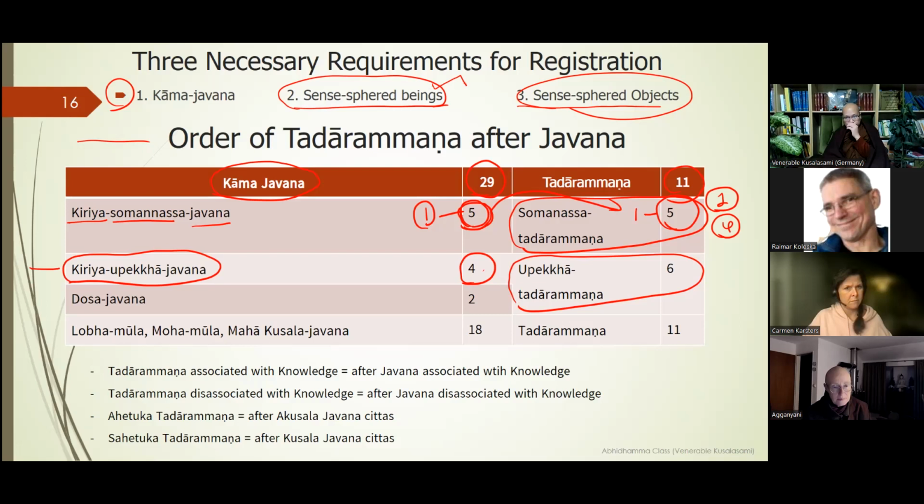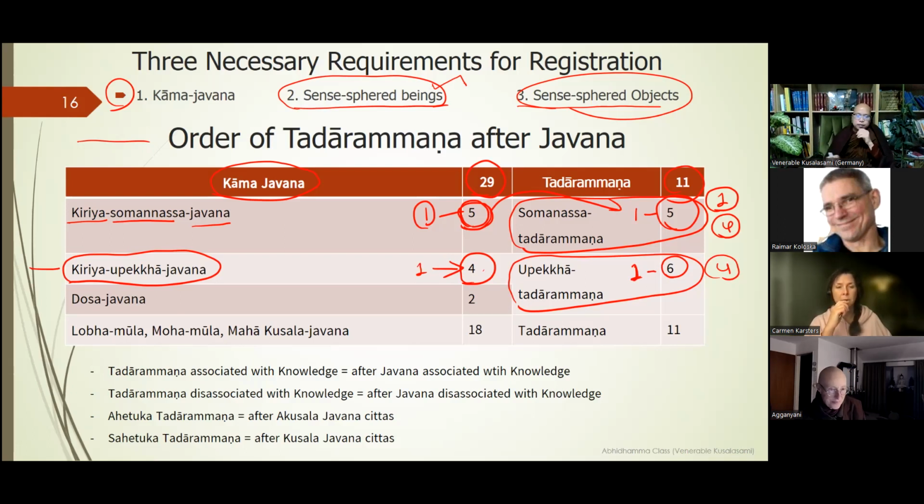It is 2 Upekha Santirana and 4 great resultant Upekha. So that's why here it is 6. So if one of these 4 Javana arises, then one of the 6 Tadaramana will arise. So only one we have to choose. Maybe we can practice later.